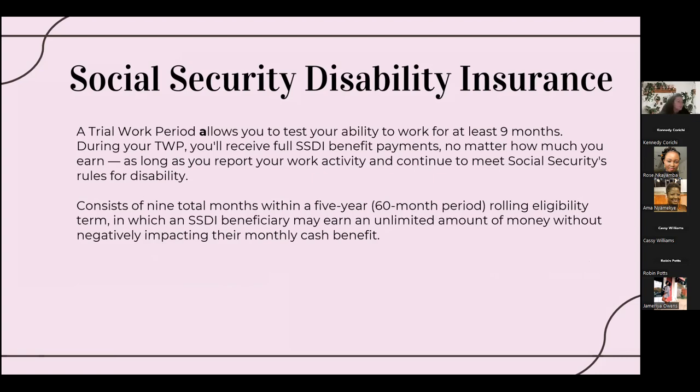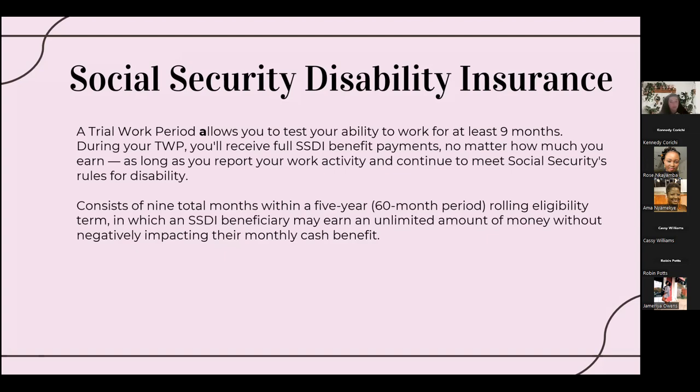The trial work period allows someone to test their ability to work for at least 9 months. It's 9 months in a 60-month period. So it could be 3 months here, 2 months here, 1 month here. It doesn't have to be 9 consecutive months. You test your working ability for 9 months and you'll receive the full SSDI benefit payments. Your payments don't get touched for 9 months.